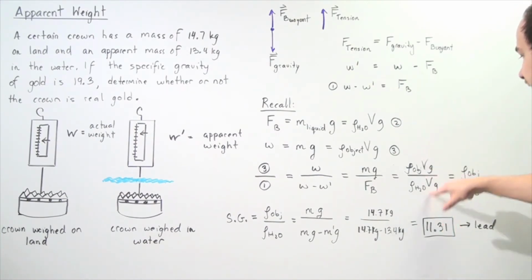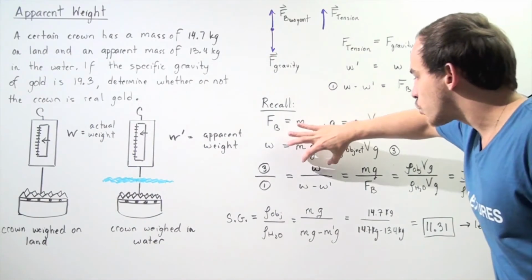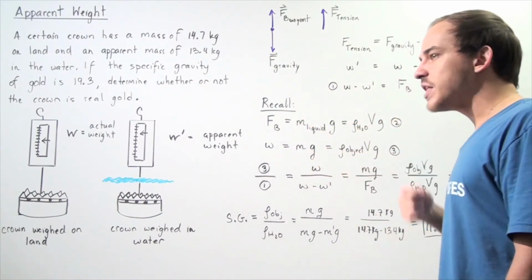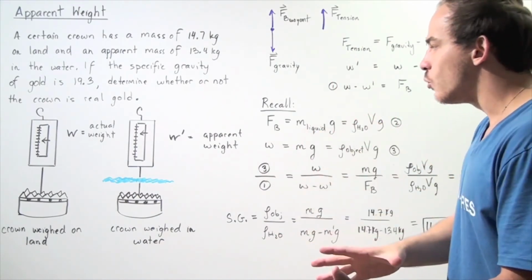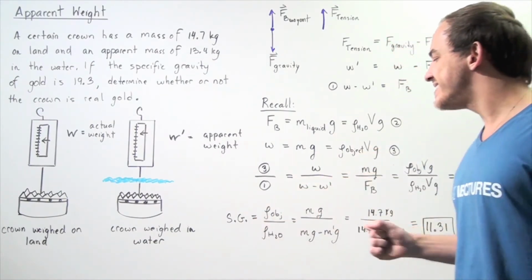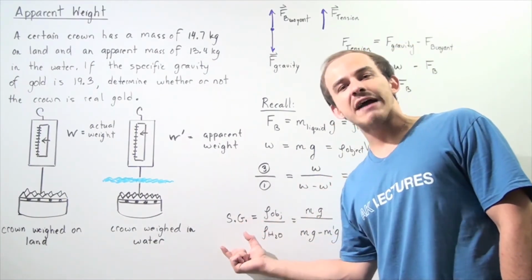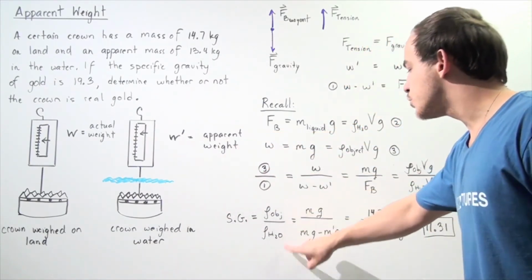So the V's and the g's appear on both sides, top and bottom, so we cross those out, and we see that this ratio, the ratio of the actual weight of the object to the difference between the actual weight and the apparent weight, is equal to the ratio of the density of the object divided by the density of the liquid. And the density of the object over the density of the liquid is simply the specific gravity of that object. So the specific gravity of that object is equal to this ratio.